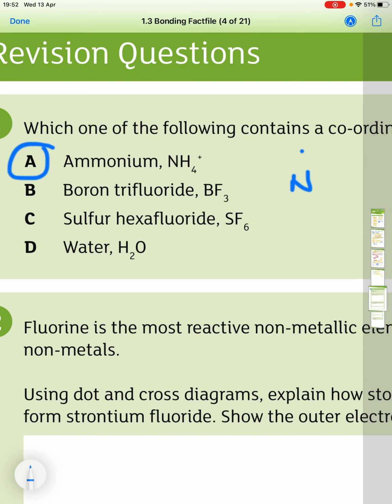Think of nitrogen, you have 5 electrons around it, and then each hydrogen, and then we have the H+, so that is a coordinate bond there.